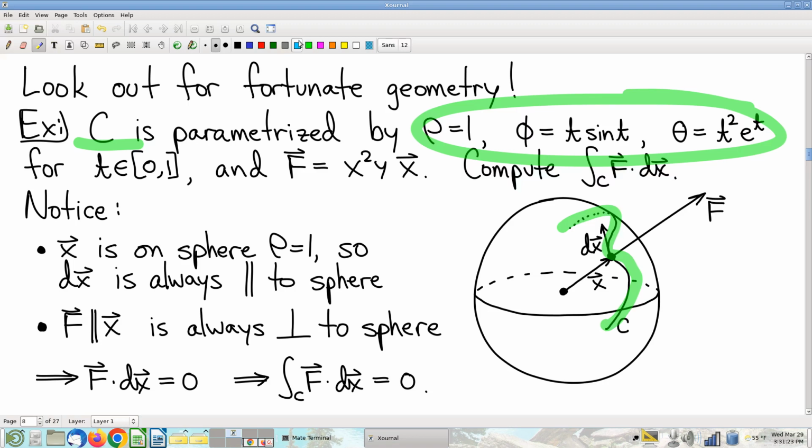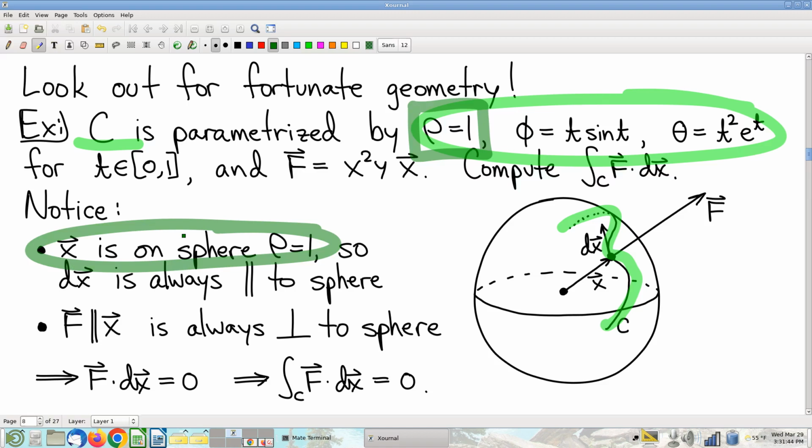And then we're looking at this vector field, and the question, of course, is to compute the vector line integral for this vector field on that curve. So how do we do that? A couple observations to make. The very first observation I want to make is about this right here. Rho equals 1. That's for the entire curve. That means that we're always on this sphere. And if we're always on the sphere, then that means that our position differential, dx, is always parallel to the sphere. If you can't move off of the sphere, then you're always moving along the sphere, aka parallel to the sphere. Okay, so that's the first observation.